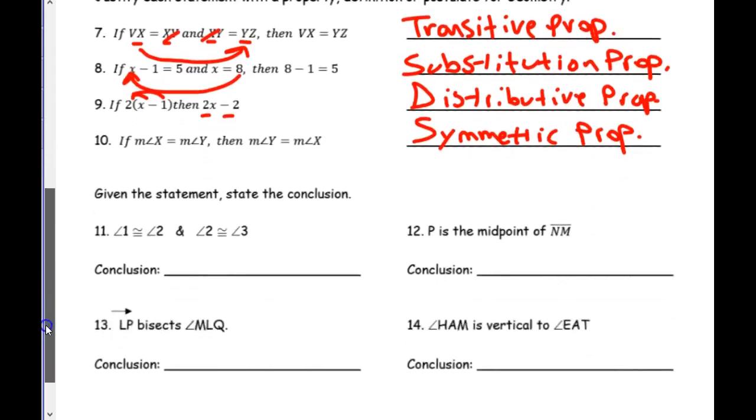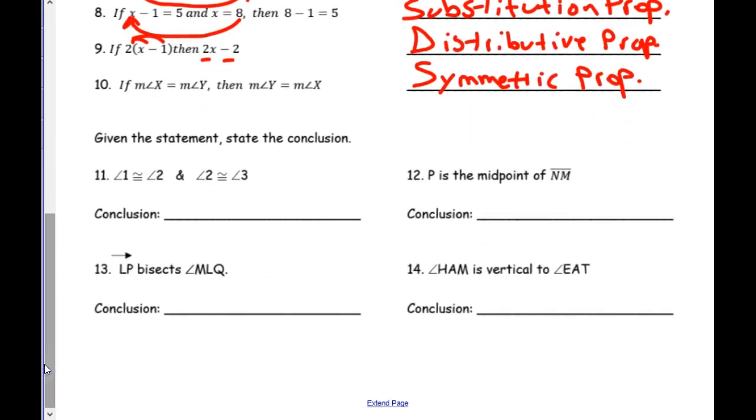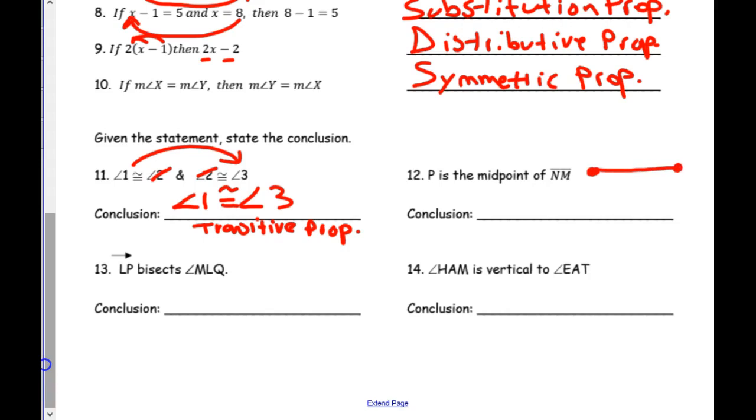Now, bottom, given the statement, state the conclusion. If 1 is congruent to 2, 2 is congruent to 3, then again, 1 is congruent to 3. Why? That is the transitive property. P is the midpoint of NM. So again, you think of N, M, P is in the middle, and then these two segments are congruent. NP is congruent to PM.